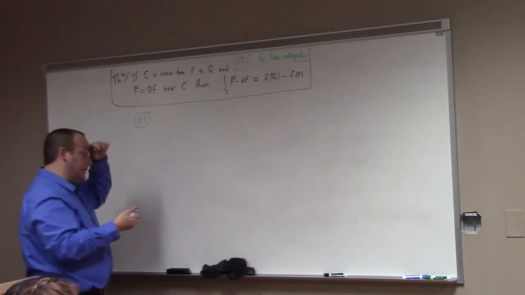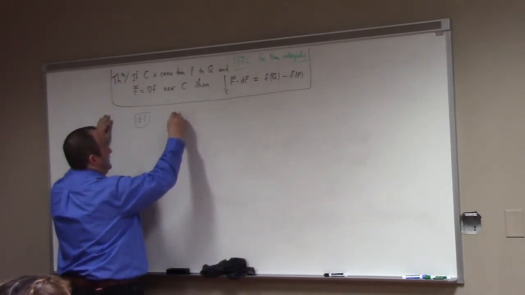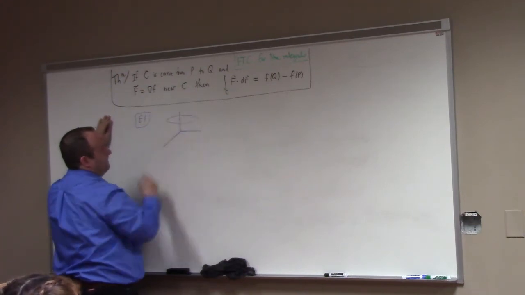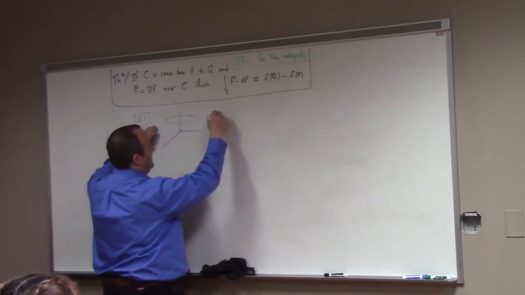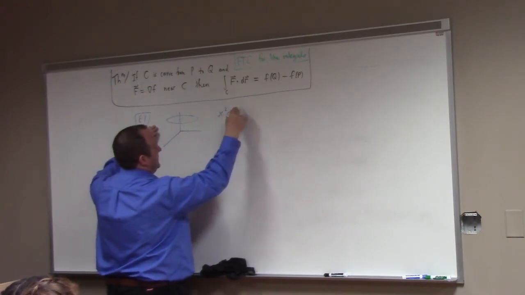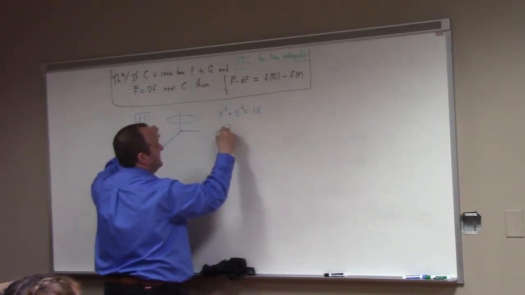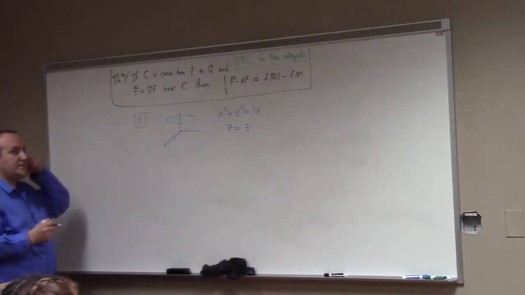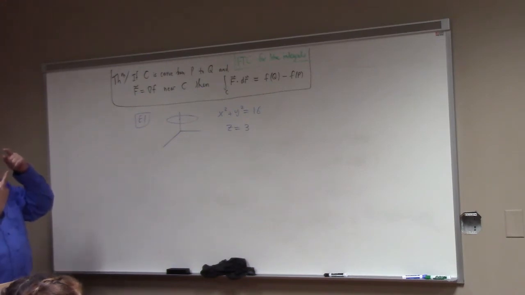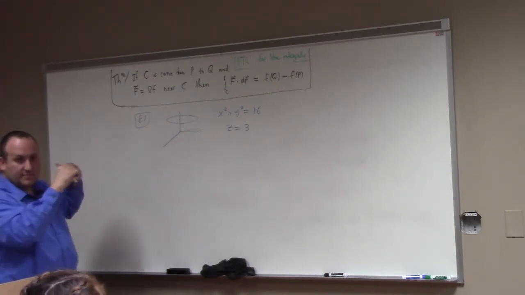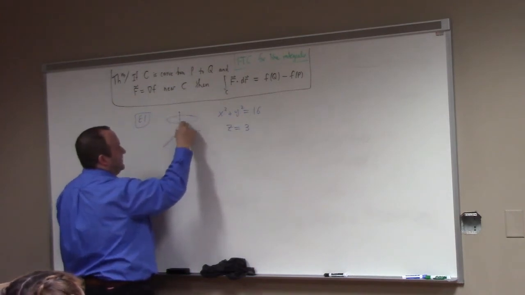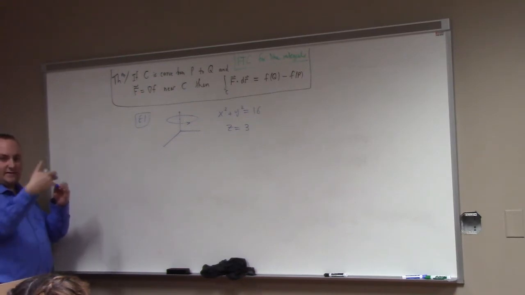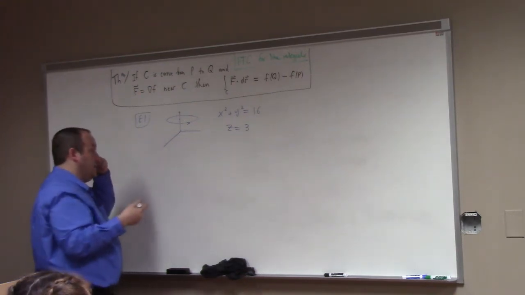So let's say we had a circle like that. Here I'm looking at the intersection of x squared plus y squared equals 16 and z equals 3. So in other words, it's the circle of radius 4 centered around the z-axis in the z equals 3 plane. Okay? And let's suppose that it's oriented in the usual right-handed sense.